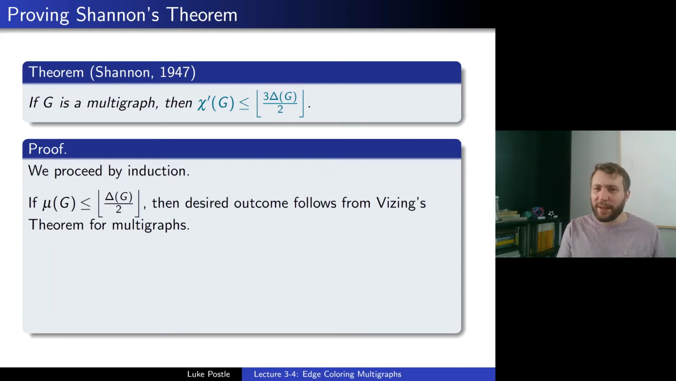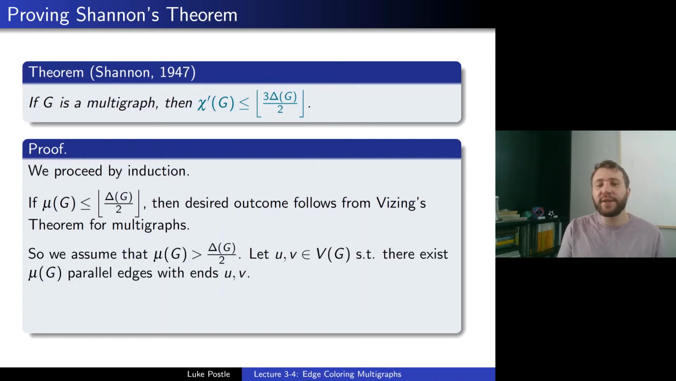And then, as I alluded to before, if mu is at most floor of delta over 2, then it follows from Vizing's theorem for multigraphs. You just have delta plus floor of delta over 2, and that's good enough. So we can assume that mu is actually big, bigger than delta over 2.